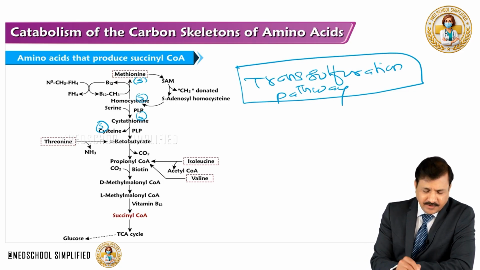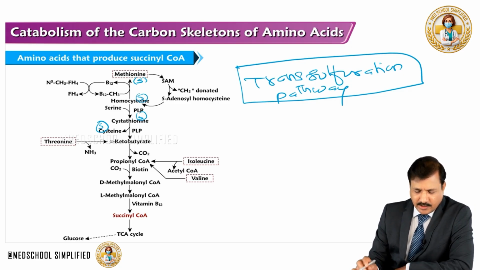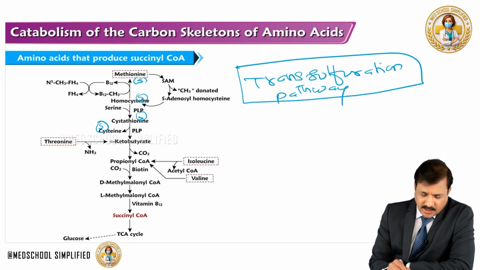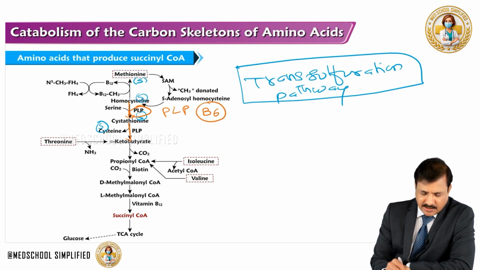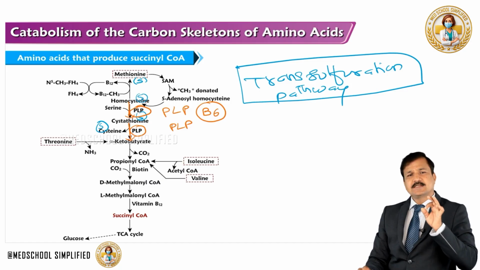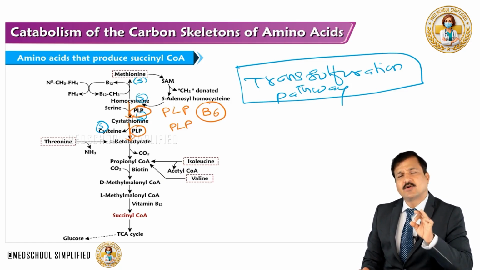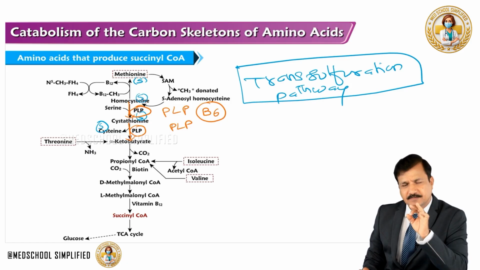Now in this trans-sulfuration pathway, I would like to draw your attention to one of the coenzymes that is required. As you see here, conversion of homocysteine into cystathionine needs pyridoxal phosphate, PLP, as the coenzyme, and you know PLP is an active form of vitamin B6. And conversion of cystathionine into cysteine and alpha-ketobutyrate also needs PLP as the coenzyme. So in the trans-sulfuration pathway, there is a requirement of pyridoxal phosphate.